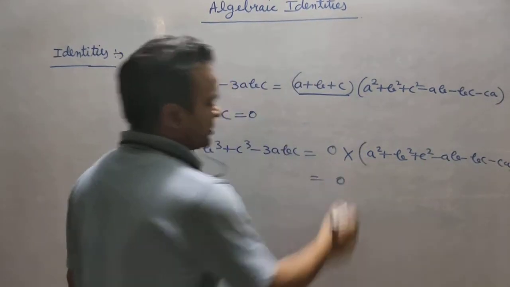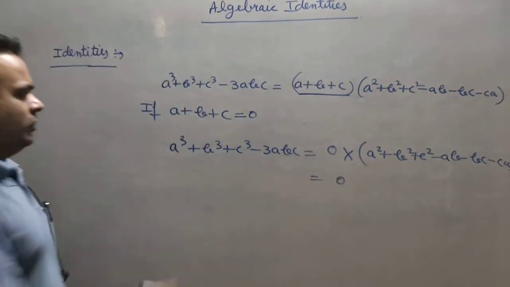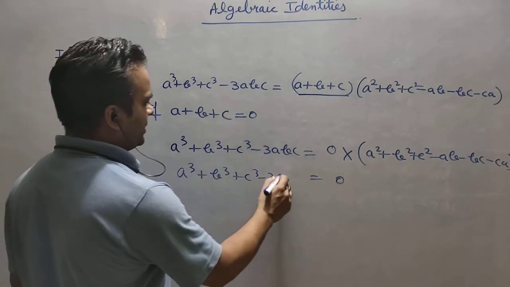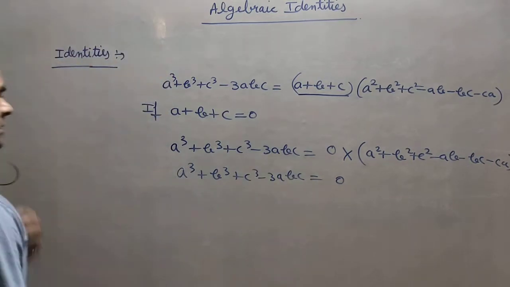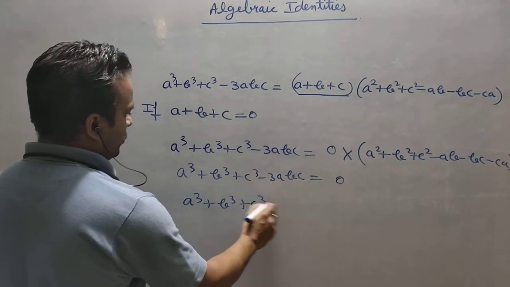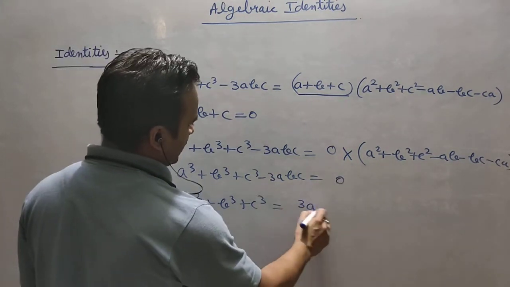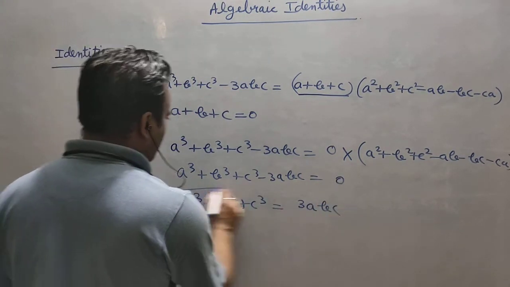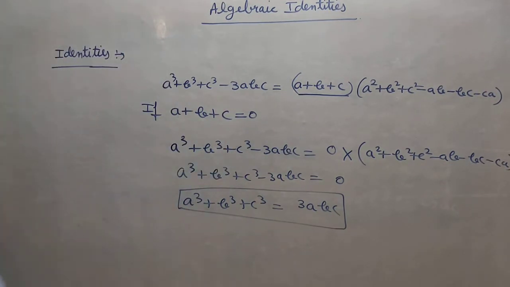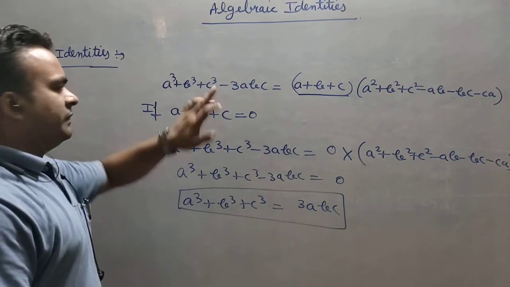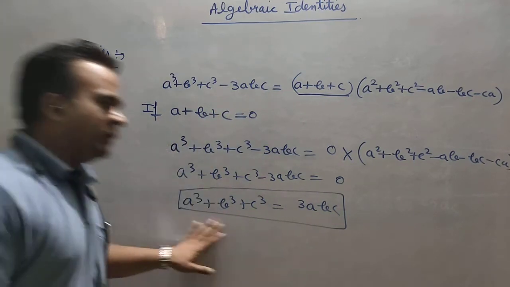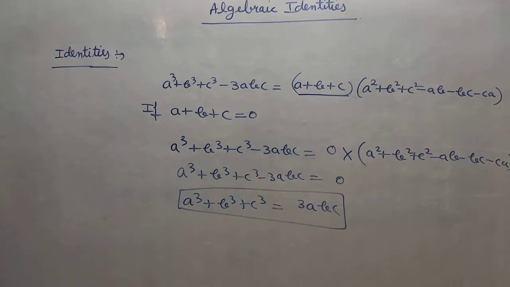So the result is coming 0 here. Now a cube plus b cube plus c cube minus 3abc is this, right? So what will it be now? a cube plus b cube plus c cube, and this 3abc we can shift here. So now the conclusion is, if a plus b plus c is 0, if the sum of these three variables is 0, then the sum of their cubes will be equal to thrice their product.